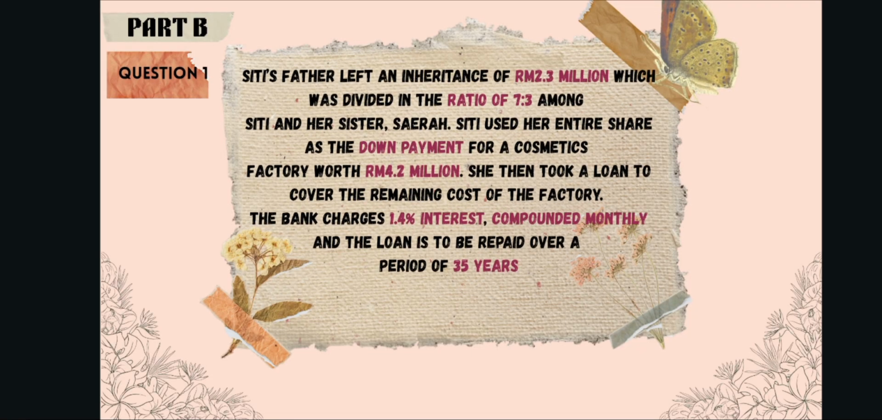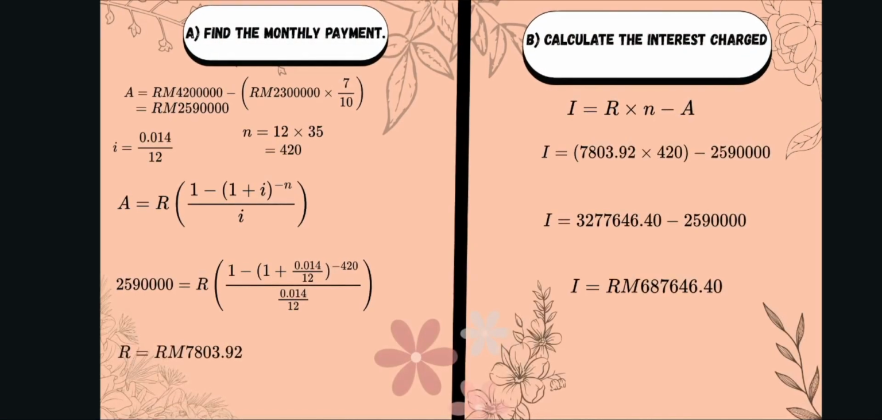So I'm going to continue for part B question 1. Siti's father left RM2.3 million divided between Siti and Saira in a 7:3 ratio. Siti used all her share as the down payment for a RM4.2 million cosmetics factory and took a loan for the remaining costs. The loan is charged 1.4% interest compounded monthly and will be repaid over 35 years. A, find the monthly payment.